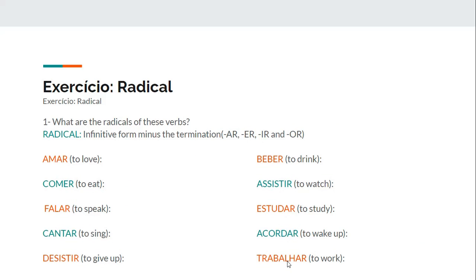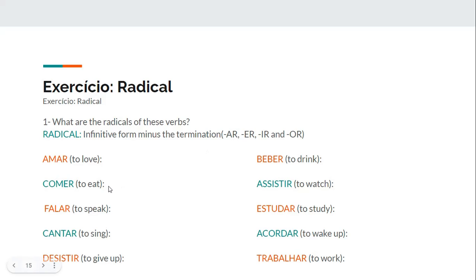Alright, so let's do a small exercise about radical. What are the radicals of these verbs? Remember, radical is the infinitive form minus the termination. The termination, we only have four options in this case, which are ar, er, ir, and or.